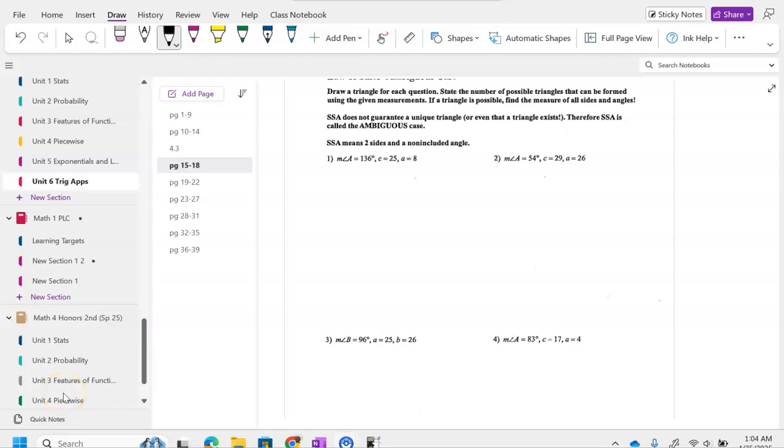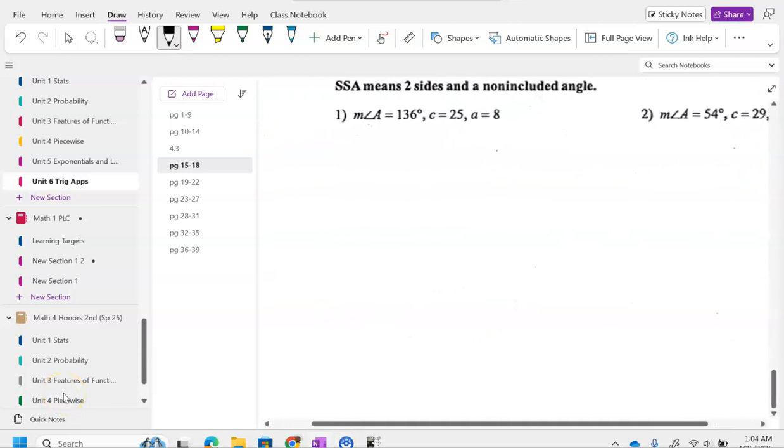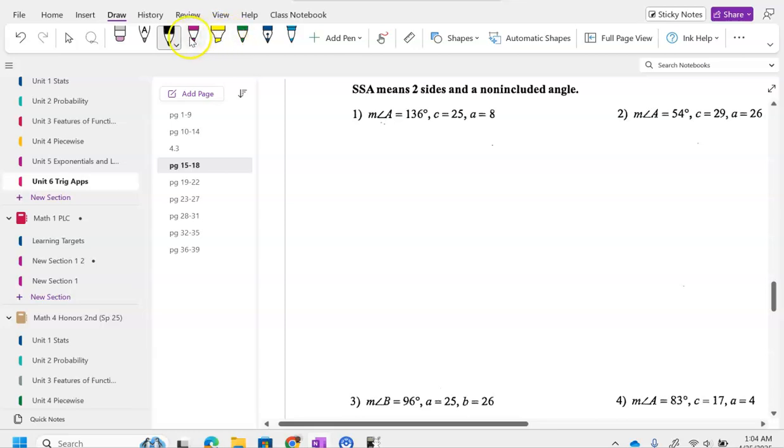Okay, y'all. I apologize for the pivot. I had to be out. You know, freaking baby germs again. But I'm just pivoting to make sure that I can help both classes.